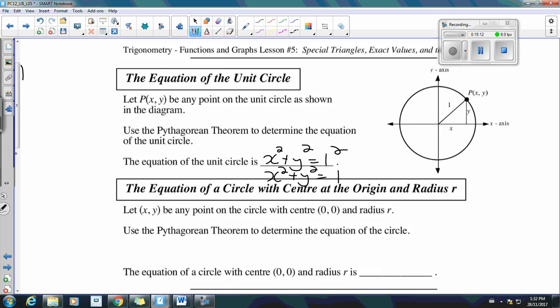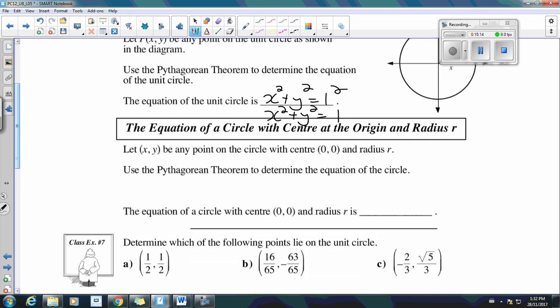And in fact, this does extend to any circle. It would be x squared plus y squared equals the radius squared.